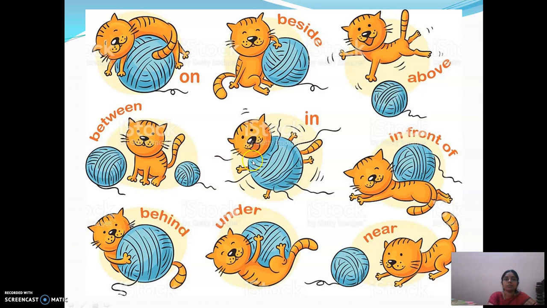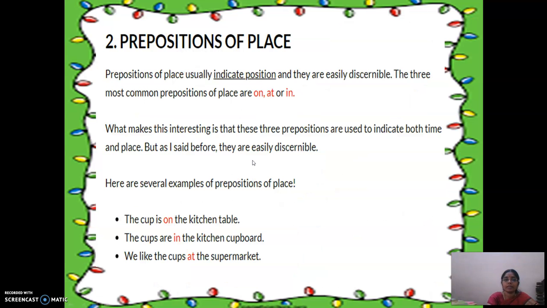Isn't it? Preposition. This slide represents prepositions of place. On, beside, above, between, in front of, behind, under, near. Right? So next is prepositions of place. That is what we saw. Prepositions of place usually indicate position and they are easily discernible. The three most common prepositions of place are on, at, or in.